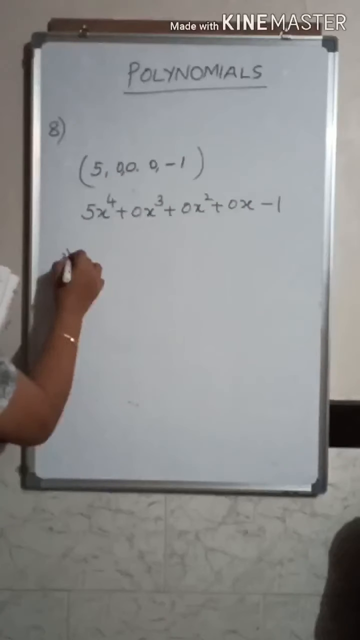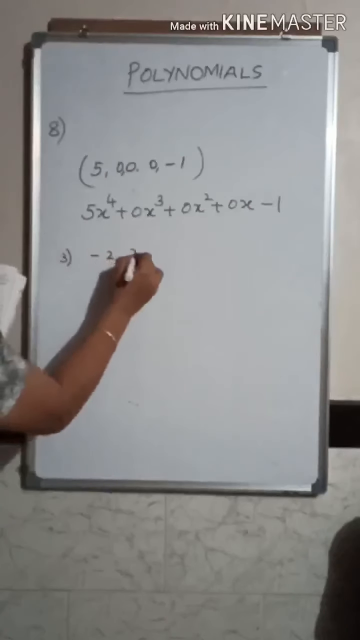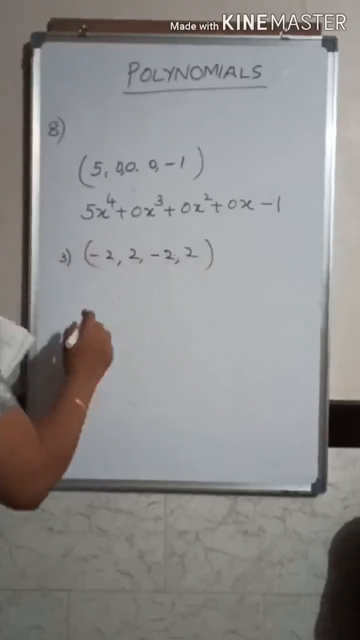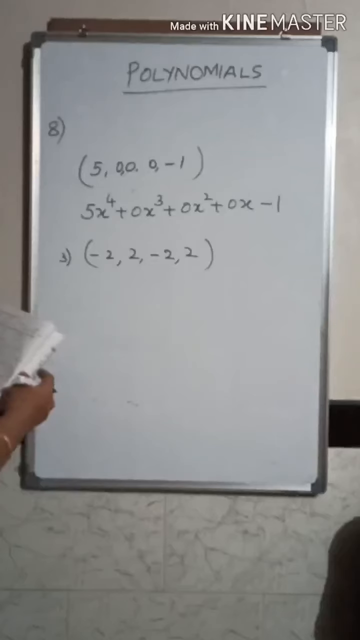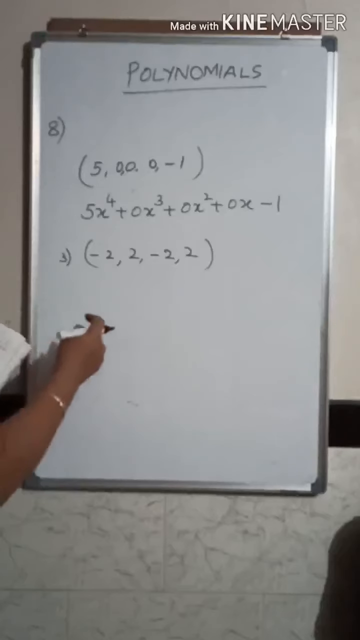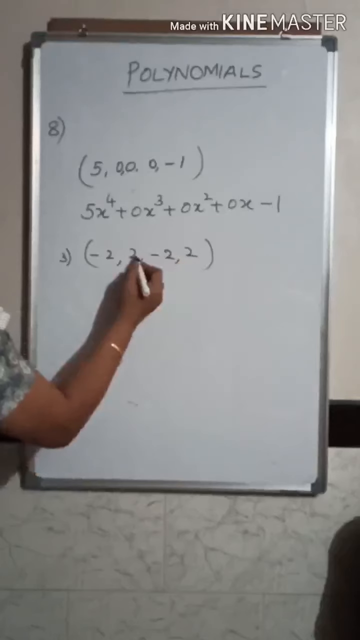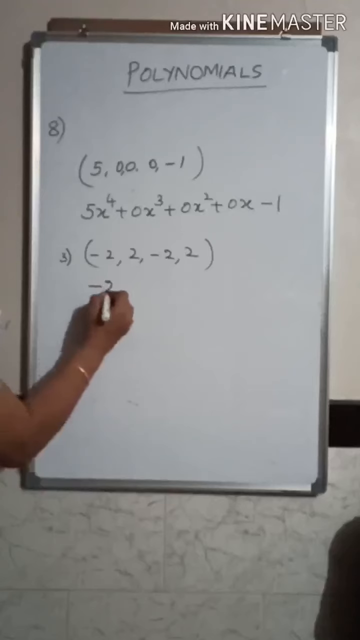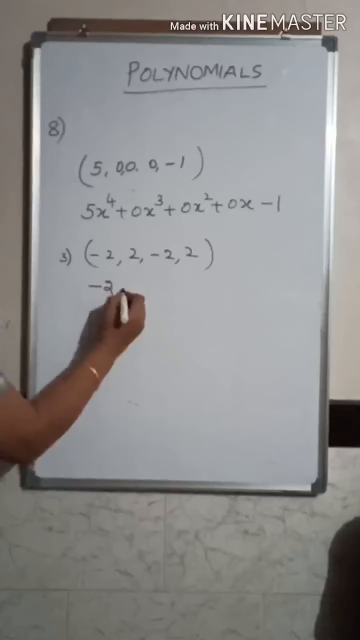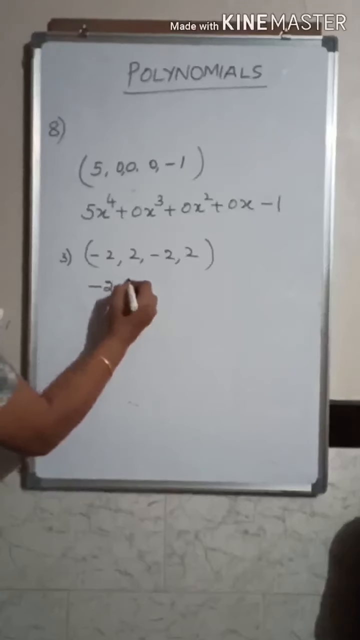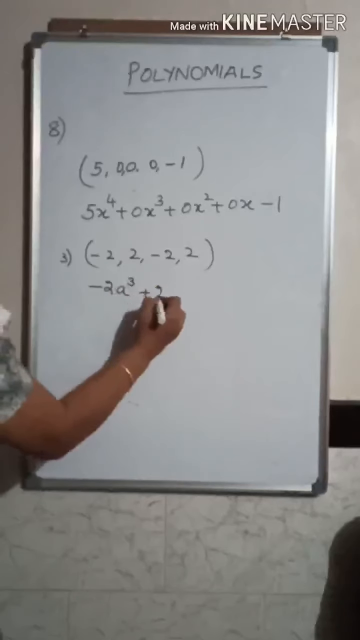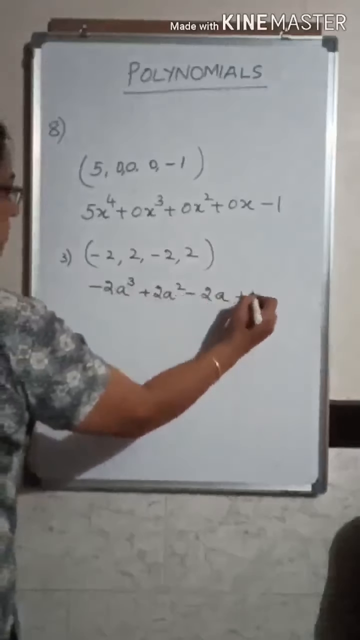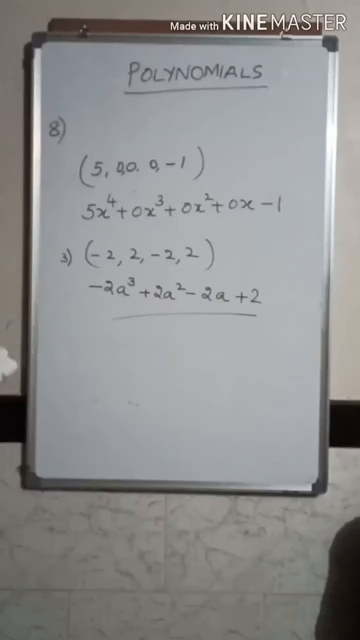So you have got the third problem, you have got minus 2, comma 2, again minus 2, comma 2. So this is given in the coefficient form. So you have to write it in the index form. 1, 2, 3, 4 terms, 4 numbers are there. 4 minus 1 is 3. So you have to start with 3. I will take a different variable. a to the power of 3 plus 2a square minus 2a plus 2. So this is how you write it in the index form.